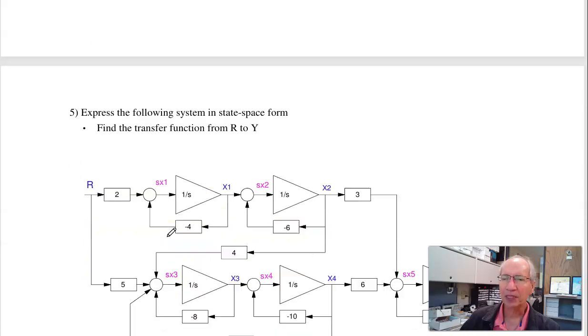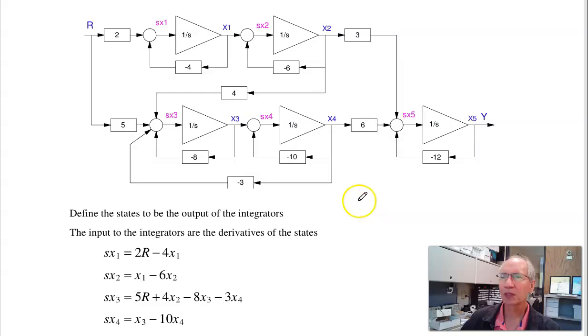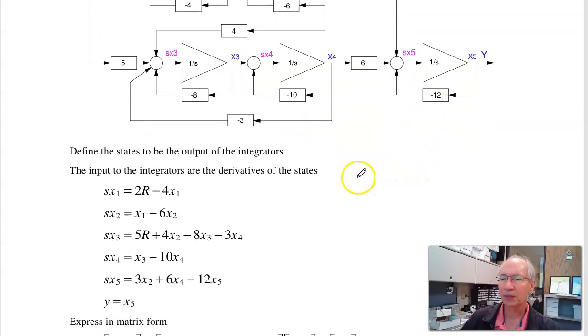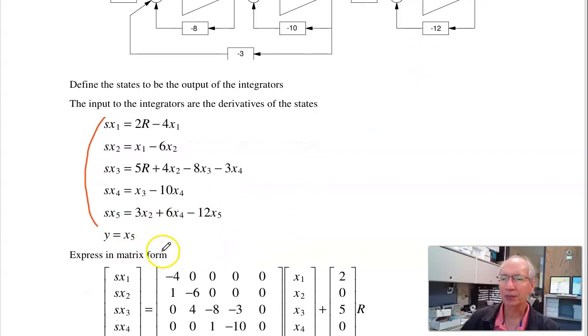The last problem is repeat, given a different system in block diagram form. What's the transfer function? Here I'll make the states the output of the integrators. The inputs are the derivatives of the states. So Sx1 is 2r minus 4x1. Sx2 is x1 minus 6x2. Sx3 is 4x2 plus 5r minus 3x4 minus 8x3, and so on. Gives you your equations. The output is just x5.